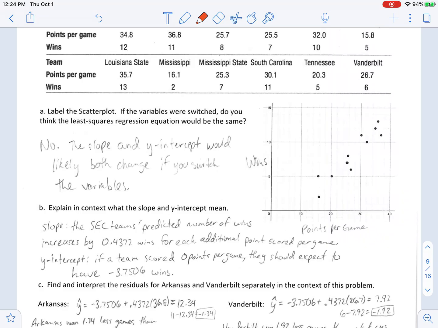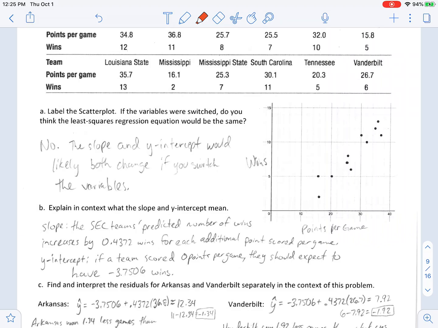Well, no. It still has a positive association. So as wins go up, you would expect points per game to go up, but the slope would be different. That part alone makes it easy to understand why it would be different. Points per game per win versus wins per point per game are two different things that might both be positive, but they would be wildly different values. So the slope and y-intercept would not be the same.